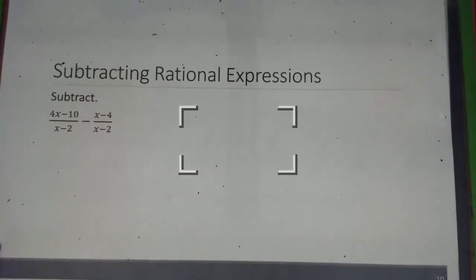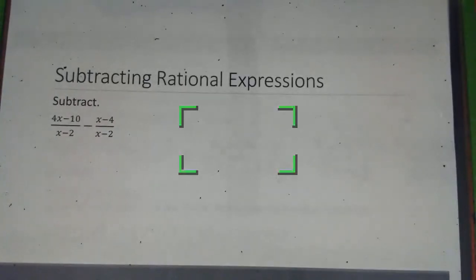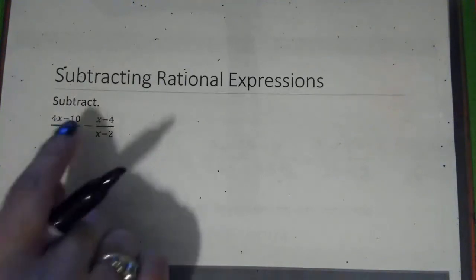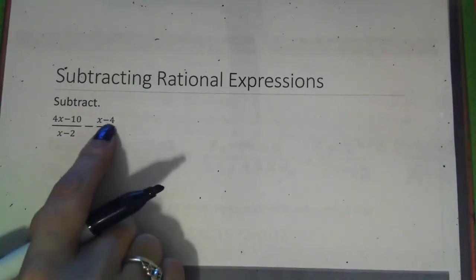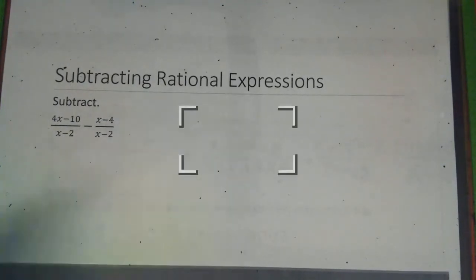Next, we're going to try one with subtracting. They still have the same denominator, so we don't have to worry about that. What we do have to worry about is the fact that this negative is going to have to get distributed to the entire second numerator.